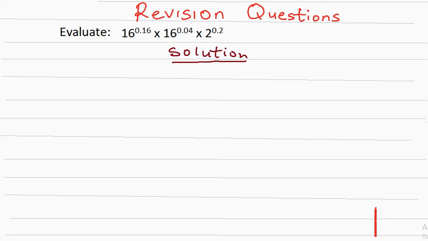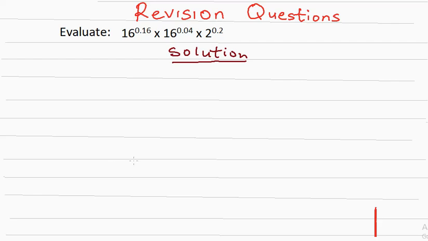Now, we are to evaluate 16 raised to the power of 0.16 times 16 raised to the power of 0.04 times 2 raised to the power of 0.2. Looking at the question, it looks somehow difficult, but we can simply solve it by applying the law of indices.